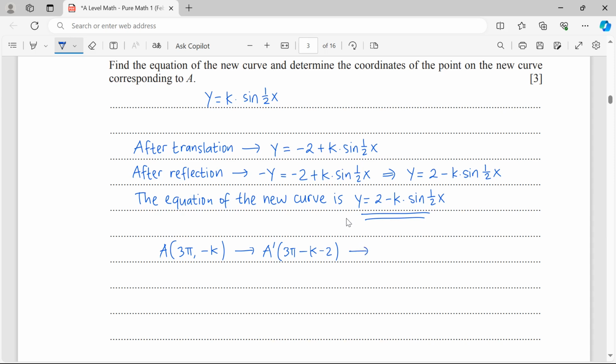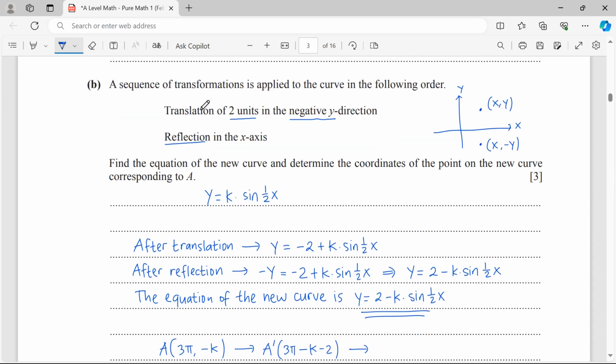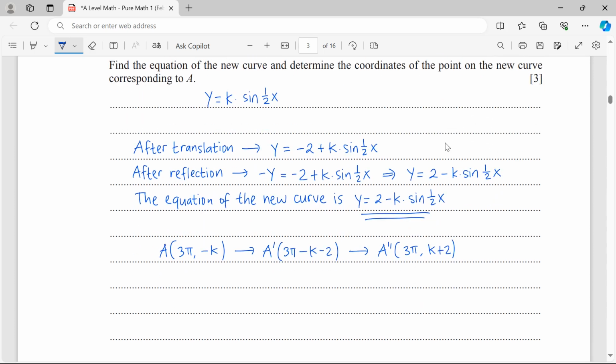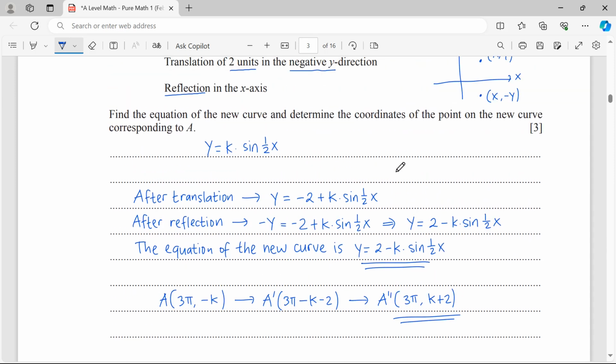And then once you do the translation, the next one is actually reflection in the x-axis. So you can use the same concept here. The x value stays the same, but the y value changes. So it will be 3 pi, and then it becomes k plus 2. So the new coordinates is this one, 3 pi, k plus 2. So that's the solution for question number 2.